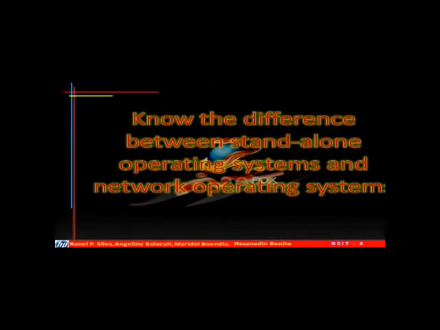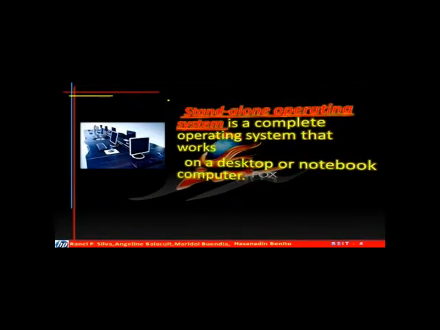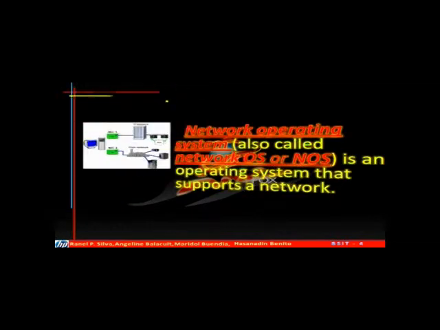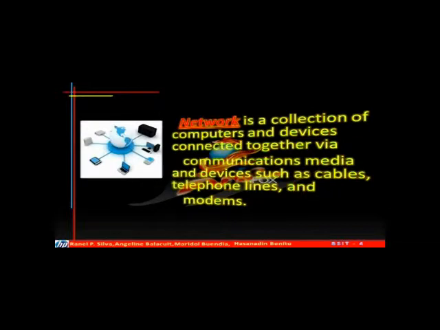Let's know the difference between standalone operating system and network operating system. A standalone operating system is a complete operating system that works on a desktop or notebook computer. Network operating system, also called Network OS or NOS, is an operating system that supports a network. Network is a collection of computers and devices connected together via communication media and devices such as cables, telephone lines, and modems.